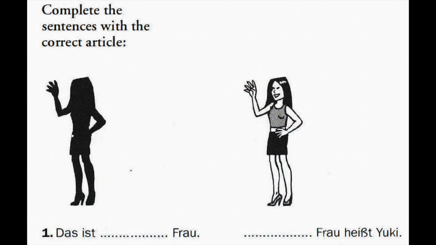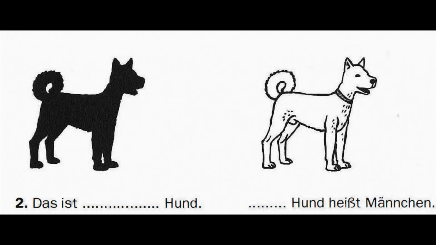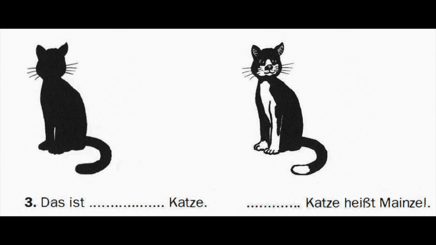So, practice time. Complete the sentences with the correct article. Number 1, eins. Das ist eine Frau. We don't know which woman. And now, all of a sudden, we can recognize her. Die Frau heißt Yuki. 2. Das ist ein Hund. We don't know. And then, der Hund heißt Männchen. And then we've got, das ist eine Katze. And die Katze heißt Mainzel.